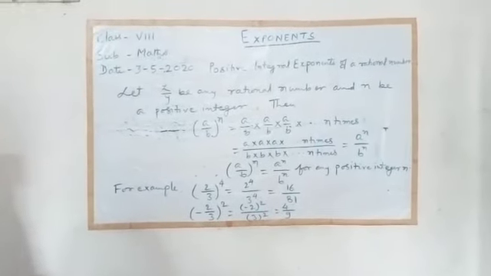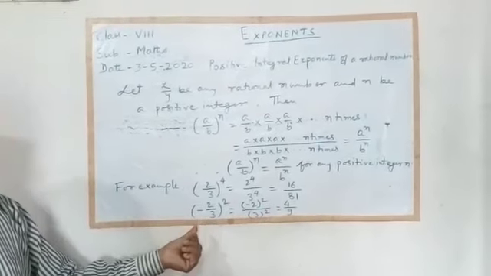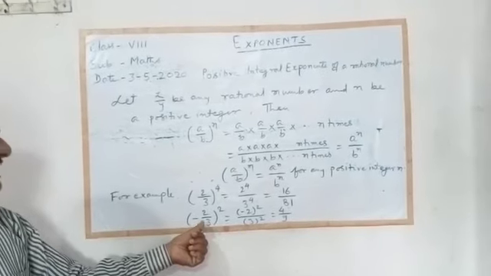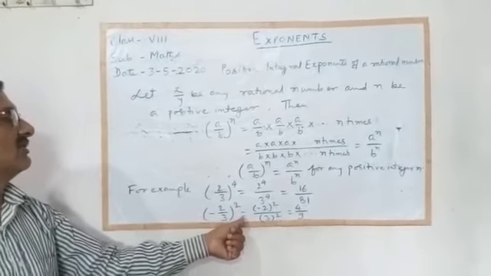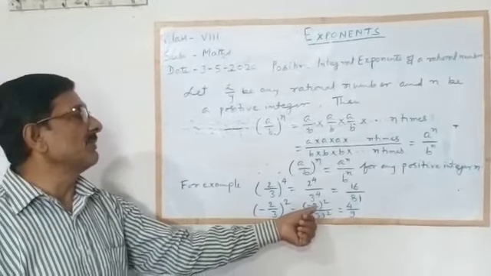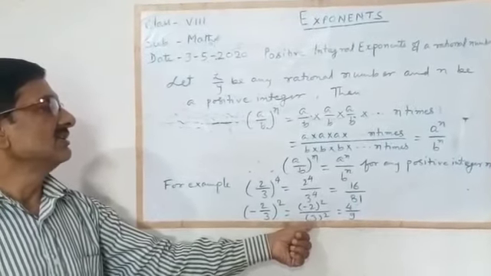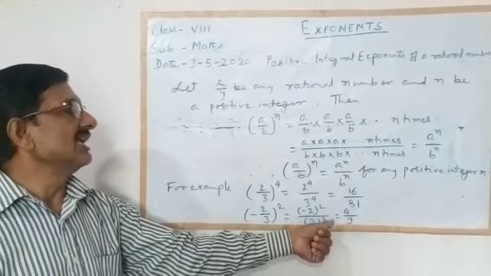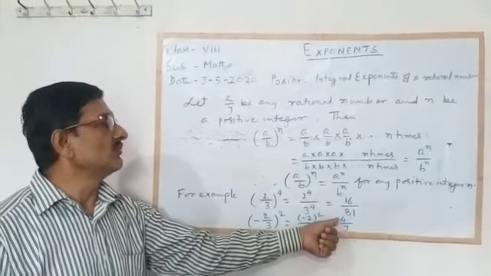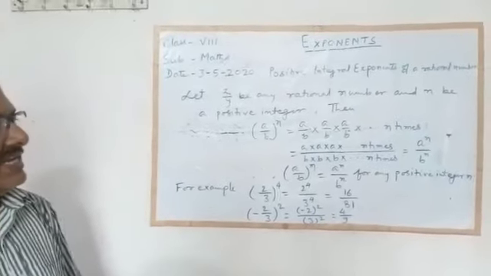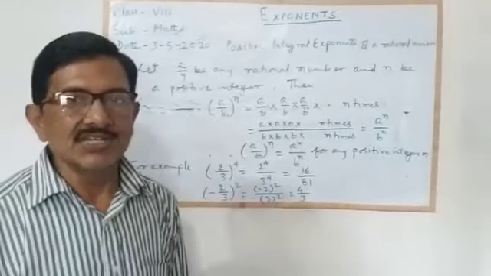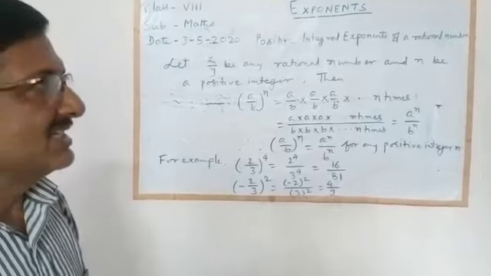In the next case, we are taking a negative rational number, that is (-2/3)^2. That will be equal to (-2)^2 divided by 3^2. That will be equal to 4/9. So this is true for any positive integer. Okay.